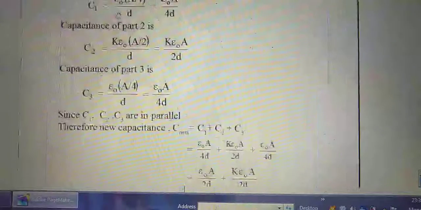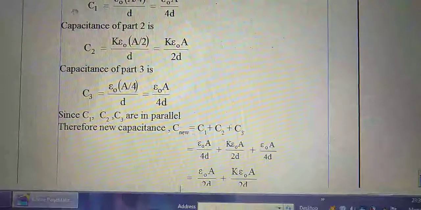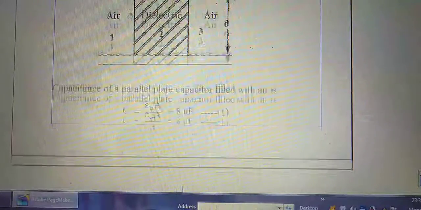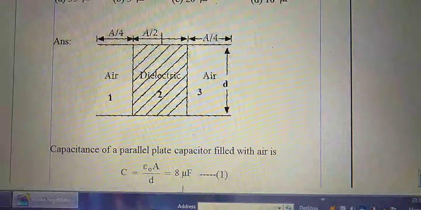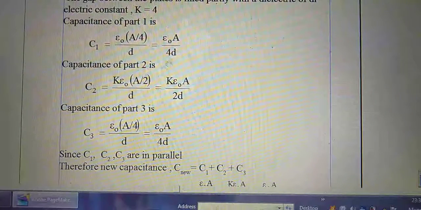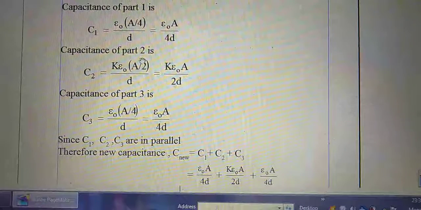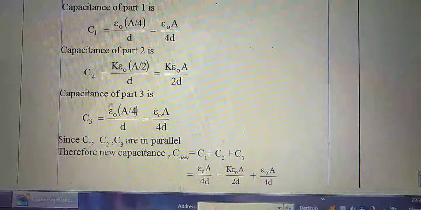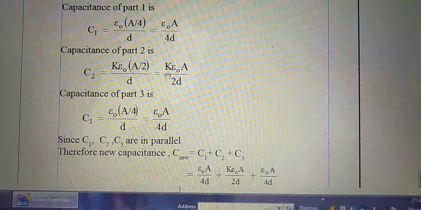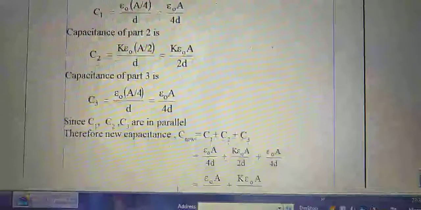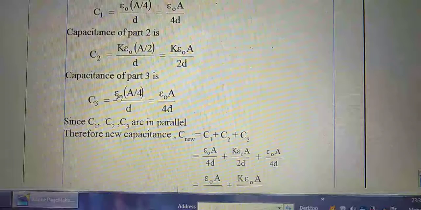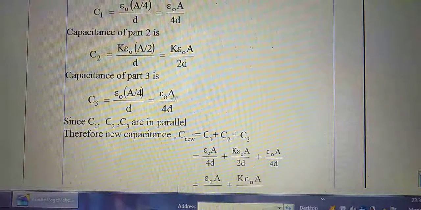Now C1, dielectric constant is K equal to 4. Capacitance of part 1. So area is how much? A by 4. Distance is D. So C1 equal to epsilon naught A by 4D. Part 2 is filled with dielectric constant K. So K and its area is A by 2, K epsilon naught A by 2, that is K epsilon naught A by 2D. Capacitance part 3, its area is A by 4, so epsilon naught A by 4 by D, that is epsilon naught A by 4D.